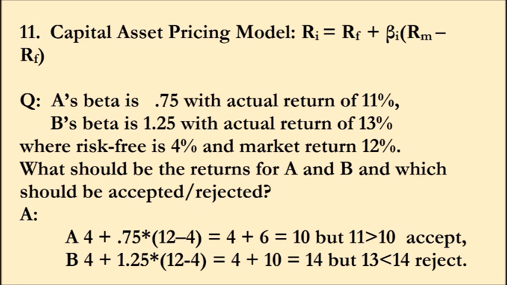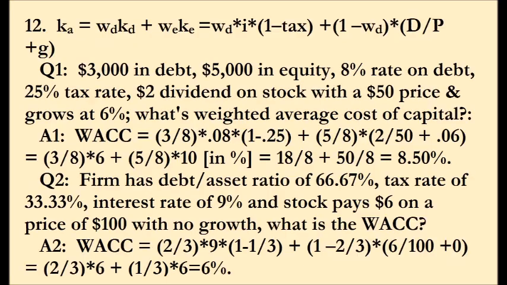B, on the other hand, 5/4 of that 8 premium is 10, plus 4 is 14. We reject it. Notice the higher one we rejected.